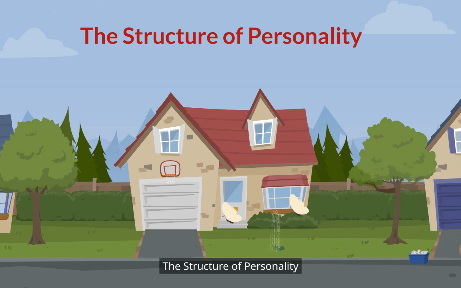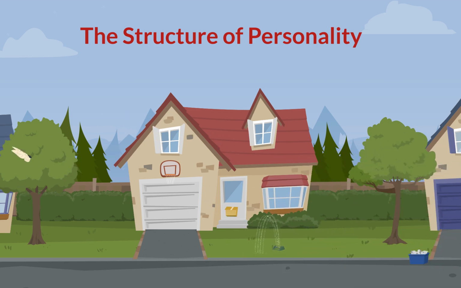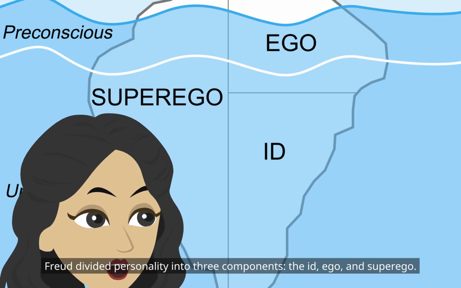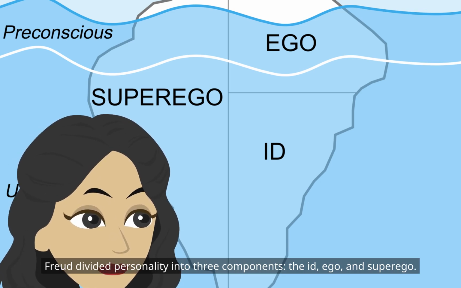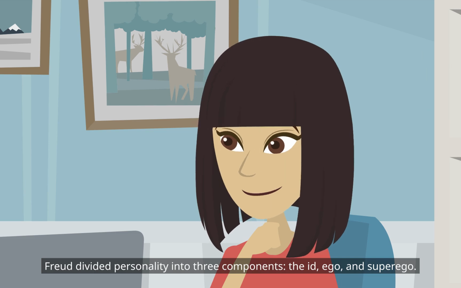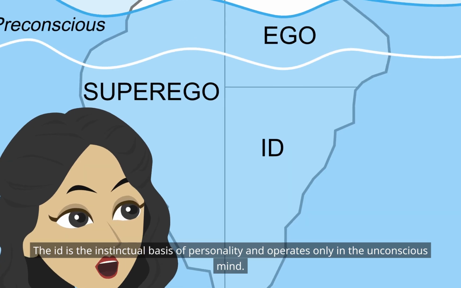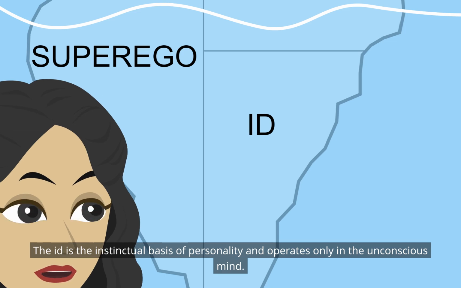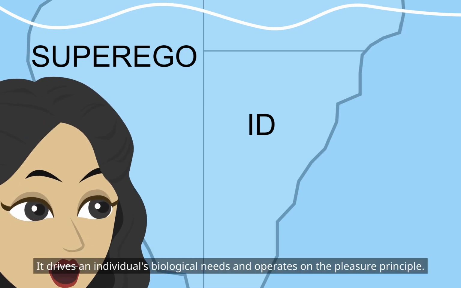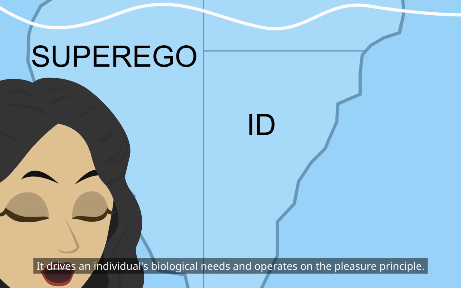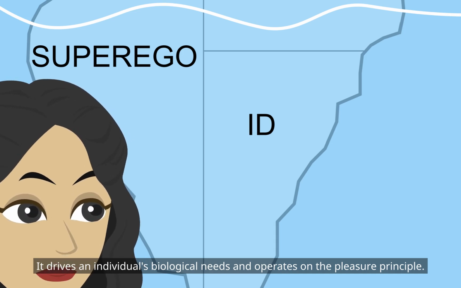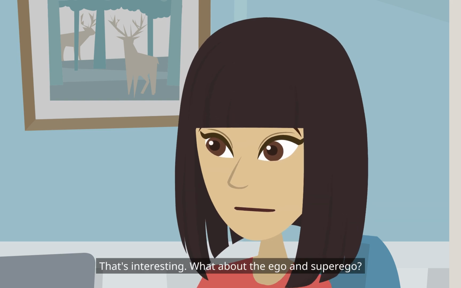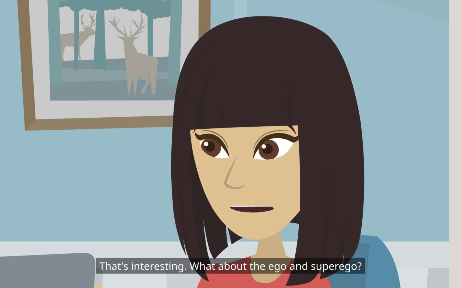The structure of personality. Freud divided personality into three components: the ID, ego, and superego. The ID is the instinctual basis of personality and operates only in the unconscious mind. It drives an individual's biological needs and operates on the pleasure principle. That's interesting. What about the ego and superego?